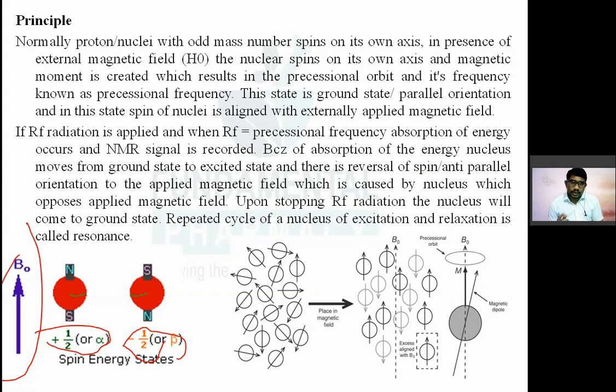Now when radio frequency radiations are applied, and the frequency of the radiation becomes equal to the precessional frequency of the nuclei, there is an absorption of radio frequency and an NMR signal is recorded. Because of absorption of energy, the nucleus will move from the ground state to the excited state, and there is a reversal of spin, an anti-parallel orientation.